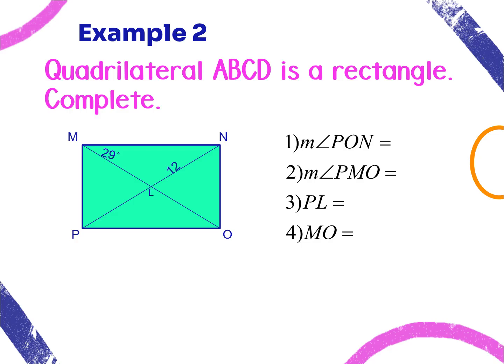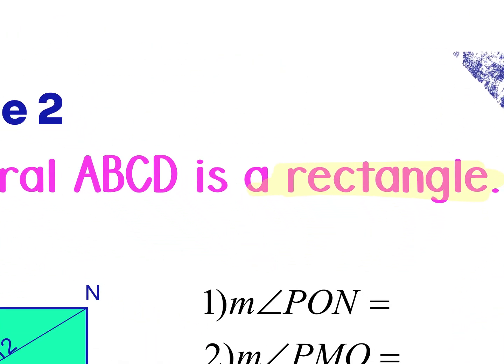All right, looking at this one. Next one is a rectangle. So again, I'm going to write my properties for a rectangle at the top. So we know the properties. There are two that I'm going to write here. The first one is your 4 angles are congruent. The second one is that my diagonals are also congruent.